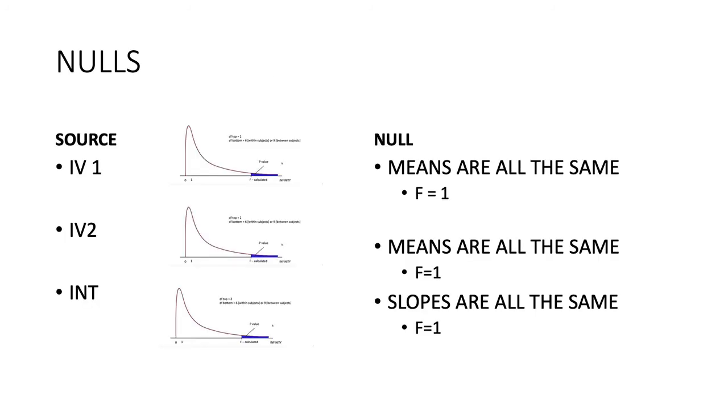Number one, it's important to state our null hypothesis. The means are the same. The slopes are the same. All of those translate to F equals 1. All of those have this picture right here, and all of these have different sources. We're testing the impact of independent variable 1 on the dependent variable, IV2 on the dependent variable, and the interaction of IV1 and IV2 on the dependent variable, particularly asking, does something special happen when we put these variables together?